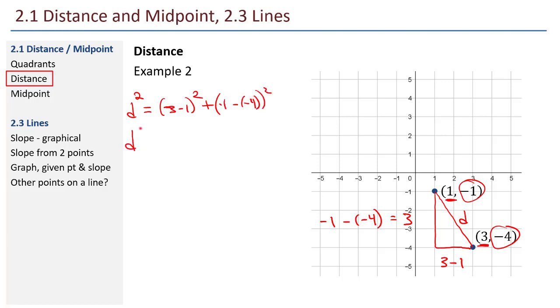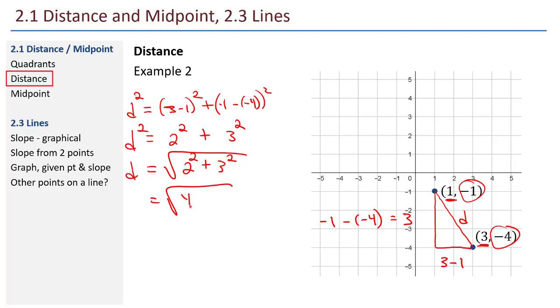So let me simplify that. So that looks like 2 squared plus 3 squared. So I can take the square root of both sides. The square root of 2 squared plus 3 squared. Do some simplifying. Let's see, 2 squared is 4, 3 squared is 9, and I end up with the square root of 13. And that can't be simplified anymore, so that's just the answer. The distance between those 2 points is the square root of 13.